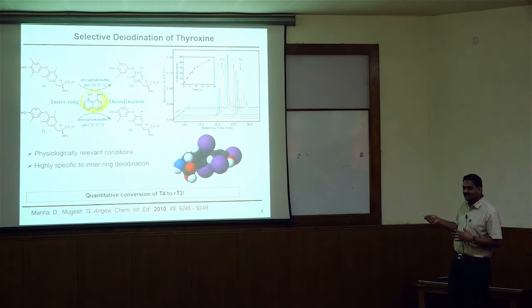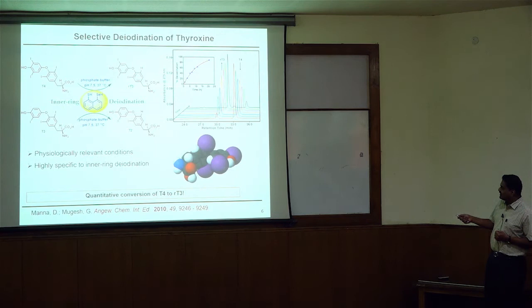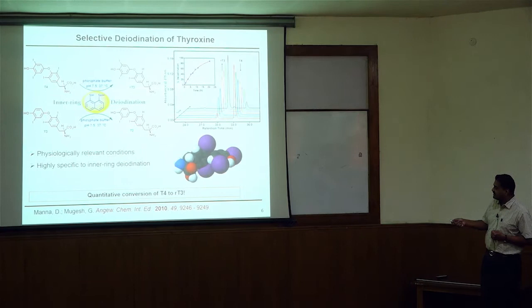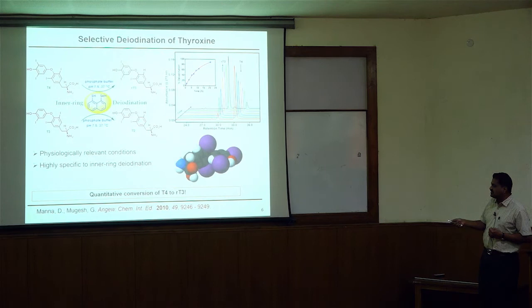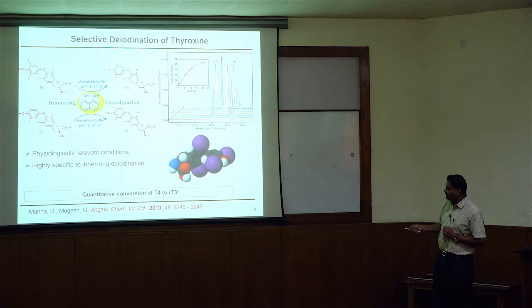Later on, we isolated and characterized this compound, and found that it selectively removed iodine from the inner ring of thyroxine to produce reverse T3, and if you take T3 again, inner ring deiodination produces T2. It is highly selective to the inner ring. We were not able to remove the outer ring iodine at all. And this happens in physiologically relevant conditions and is highly specific to inner ring deiodination.